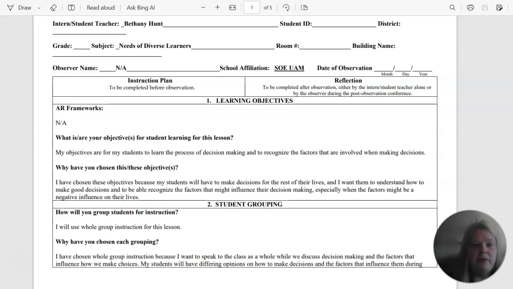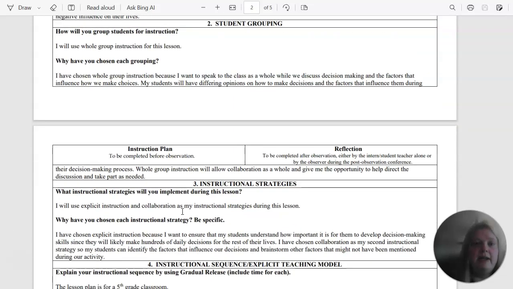I will plan to group my students in whole group first for instruction for this lesson because I want to be able to talk to them while we discuss decision making and the different factors that influence how we make choices. Because we all have different backgrounds, beliefs, and morals, my students will all have differing opinions on how to make decisions and on the factors that will influence them during their decision making process. I think whole group instruction will allow collaboration and give me the opportunity to help direct the discussion and take part as needed.